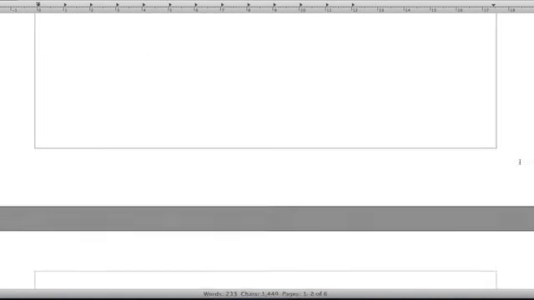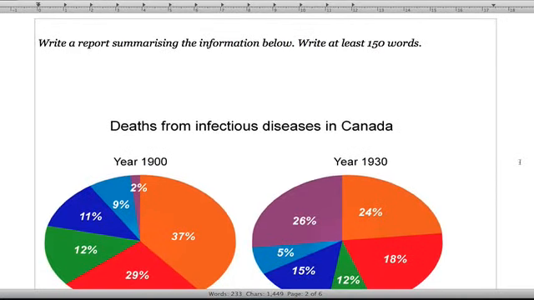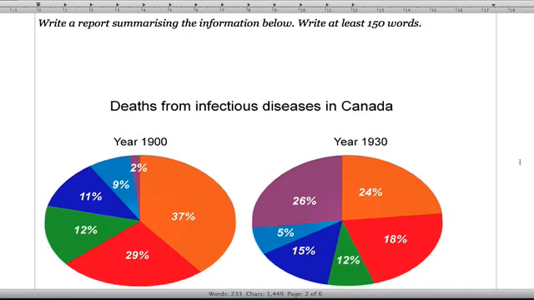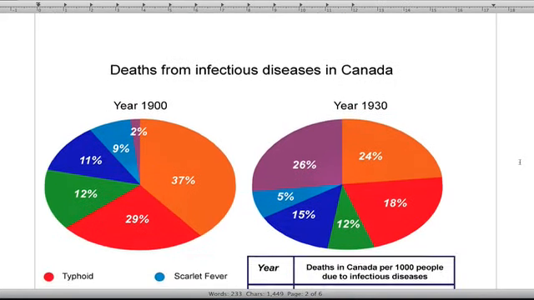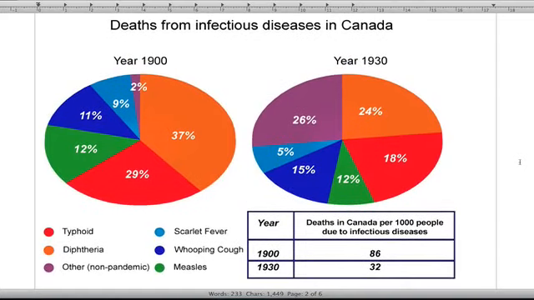To illustrate what to do in the event you are given more than one data source in your Academic Task 1 question, we are going to use this sample task. The task description reads, write a report summarizing the information below. Write at least 150 words. So here we have three data sources, two pie charts, and a table.